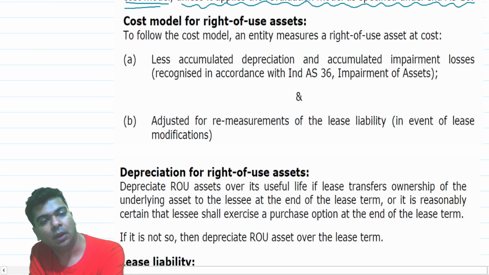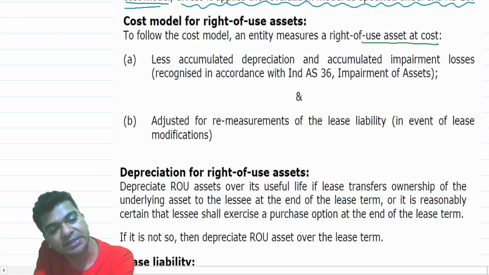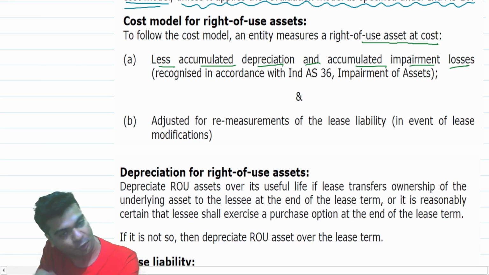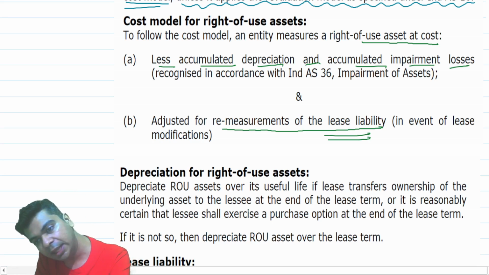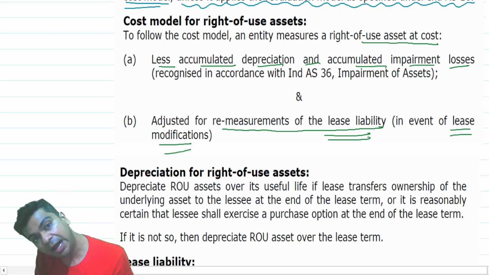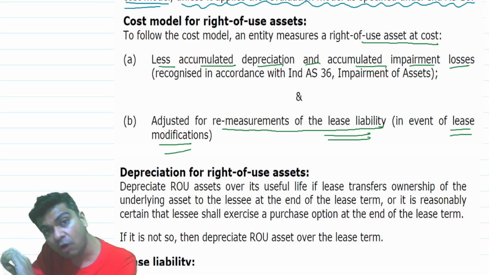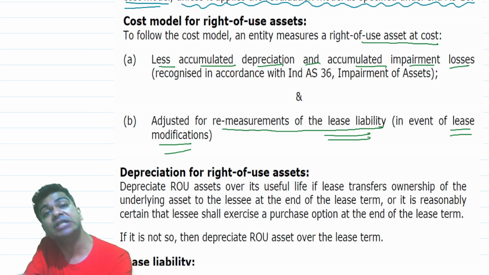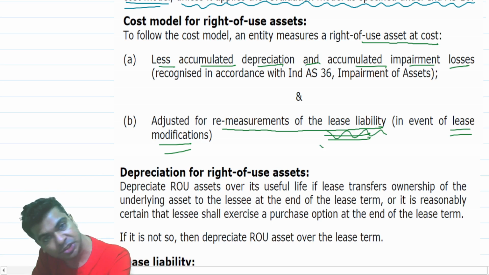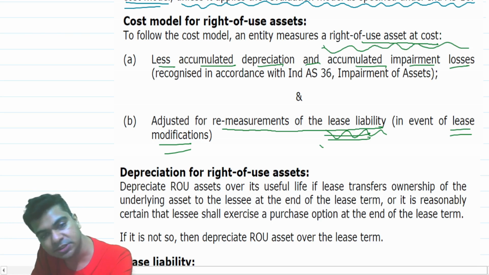So to follow the cost model, an entity measures a right of use asset at cost less accumulated depreciation and accumulated impairment losses, if any, of course, and adjusted for remeasurements of the lease liability in the event of lease modification. Lease modification is one major segment of Ind AS 116 that we will be discussing as we move further. Because of lease modification, the lease liability can change, and the adjustment of the lease liability will be made through the ROU asset.